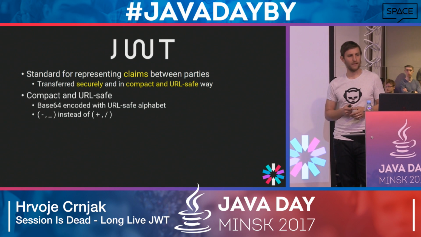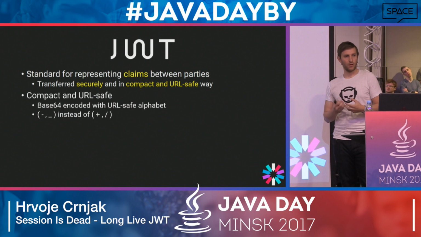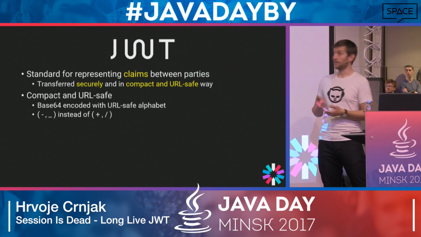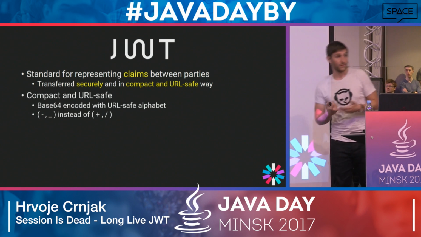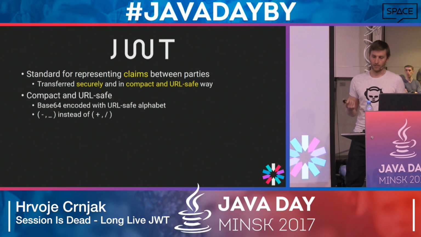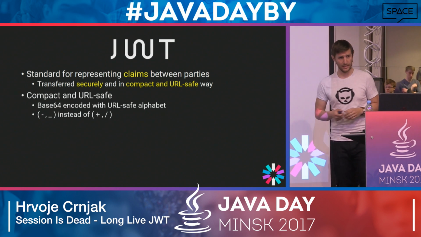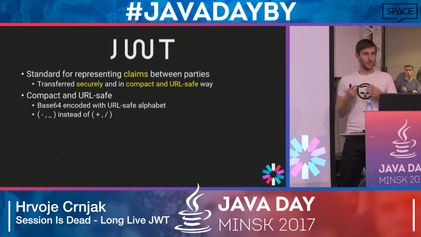So compact and URL-safe way basically means that we should base64 encode our tokens with a URL-safe alphabet. So we are using dashes and underscores instead of slashes and pluses, because we all know that plus and slash mean something in URLs, right? Okay, now we'll talk about security a little bit later, but for now, let's talk about claims.